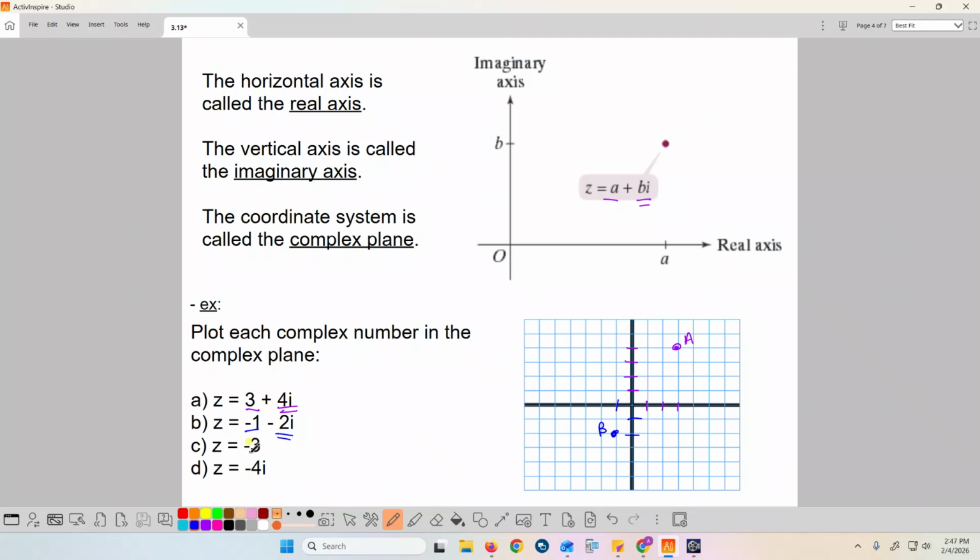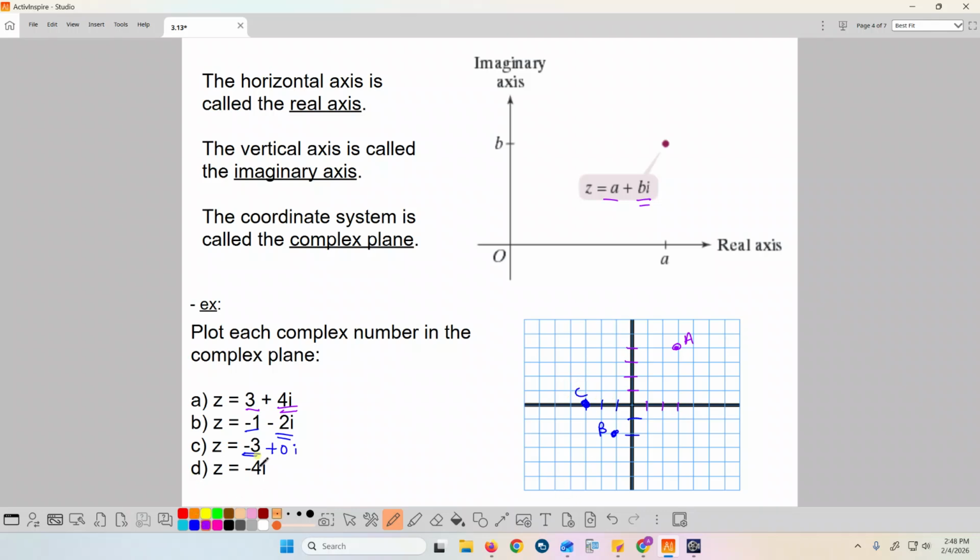For question C, there is a real part, but is there an imaginary part? It's like having 0i at the end. And so basically, we have to go 3 units to the left on the real axis, but we're not moving up or down on the imaginary axis. So we get to keep it right there for question C.